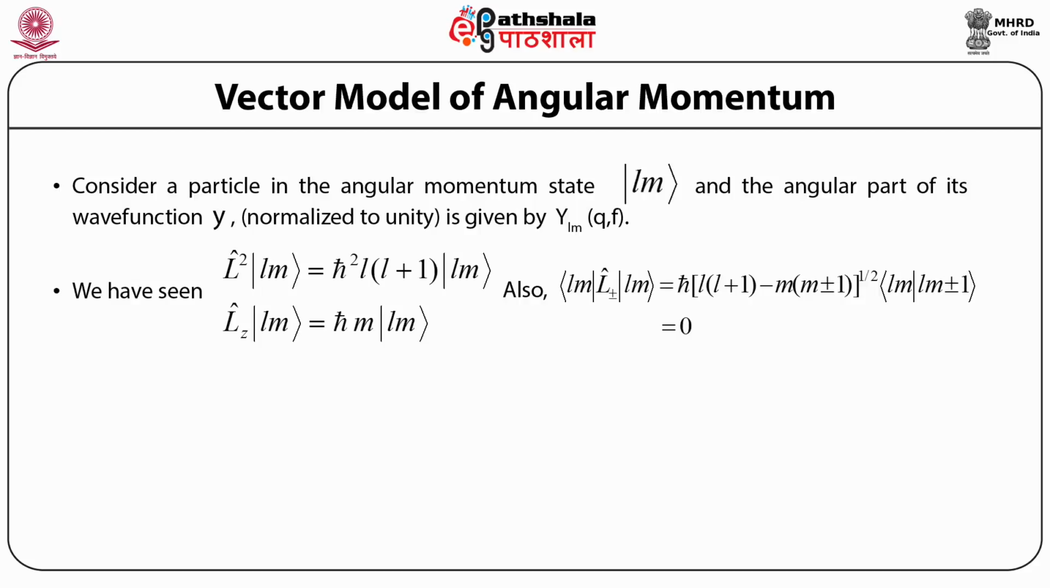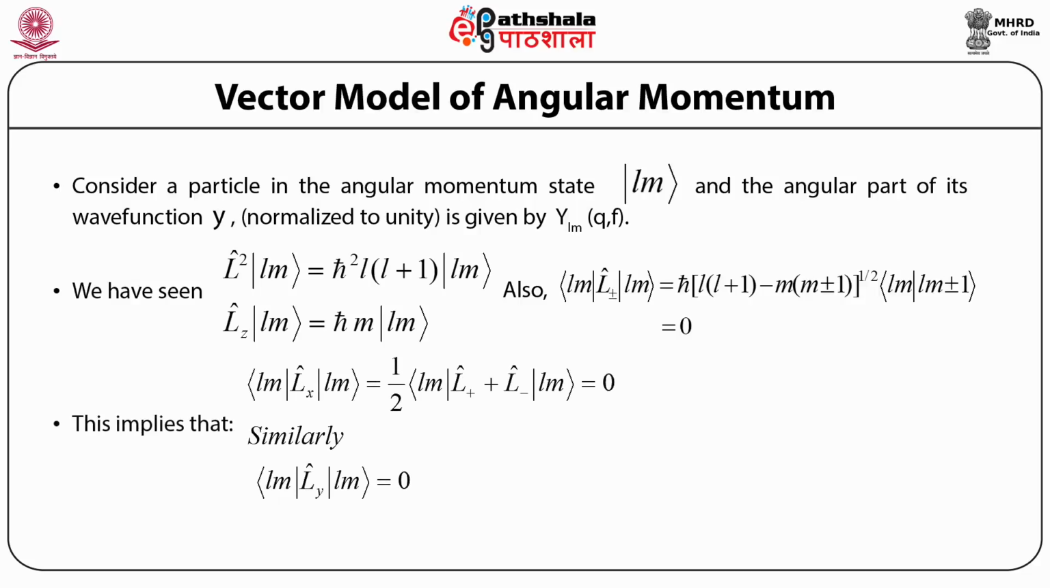So using these two relations, one can then write down the expectation value of the ladder operators for the orbital angular momentum, that is operators L plus and L minus. The expectation value of the operator L plus, which is bra vector Lm operator L plus acting on ket vector Lm, is equal to h cross times bracket open L into L plus 1 minus m into m plus 1 bracket close to the power half times bra vector Lm ket vector Lm plus 1.